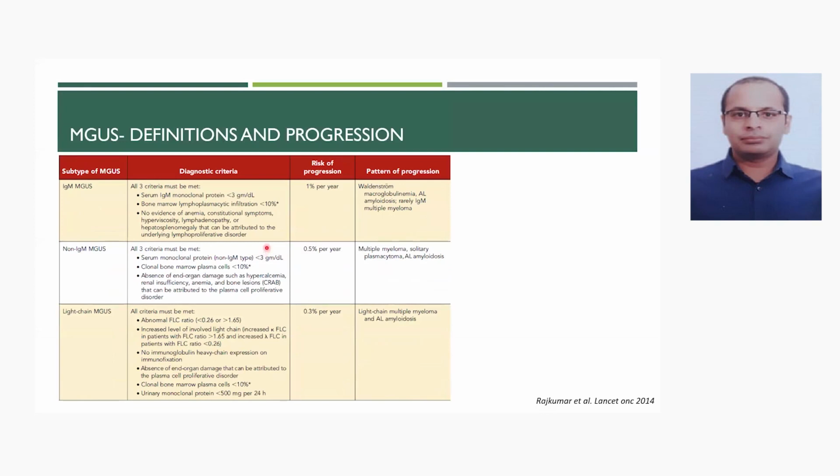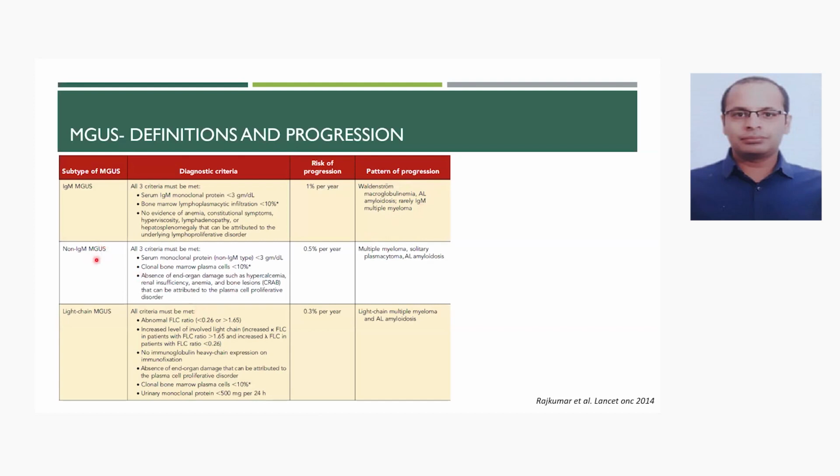If we go into the definitions, MGUS is of three types: IgM, non-IgM, and light chain. IgM MGUS is when the IgM monoclonal protein is less than 3 gram. Bone marrow lymphoplasmacytic infiltration, remember the word lymphoplasmacytic, is less than 10%, and there are no symptoms attributed to it. Here, the risk of progression is around 1% per year, and it can progress to Waldenstrom most commonly, rarely to AL amyloidosis or IgM myeloma.